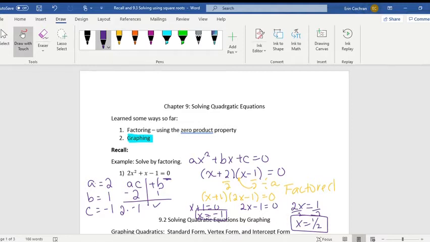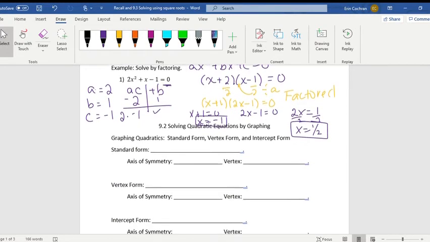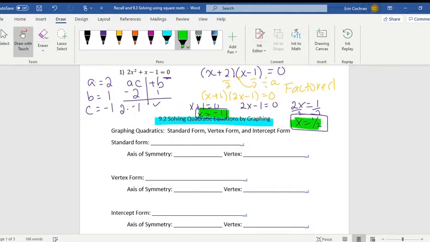Okay, and that was back in chapter 7 we learned that. Okay, the second way, which actually is a lesson here, is 9.2. It's solving quadratic equations by graphing. And we've already learned how to graph, so I'm not going to go too far into this. And once we graph, our solution is actually our x-intercepts. Or as we factored, this negative 1 and the 1/2 are our x-intercepts. So those would be our solutions.